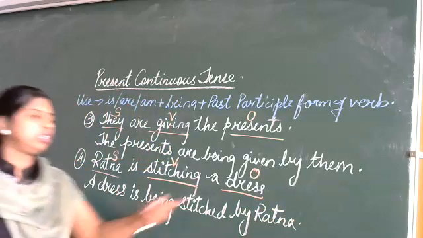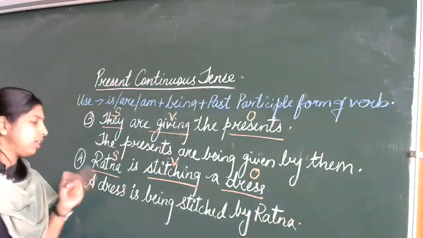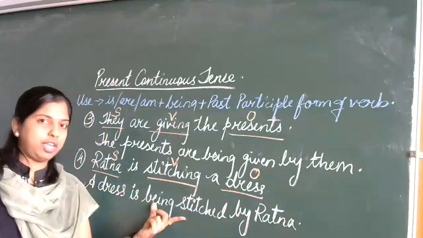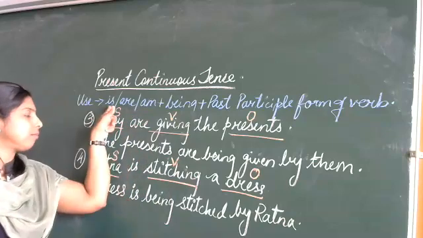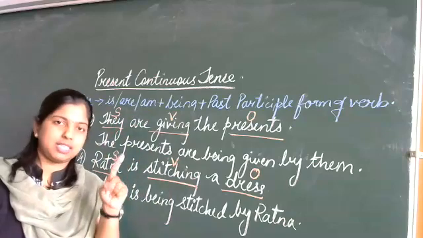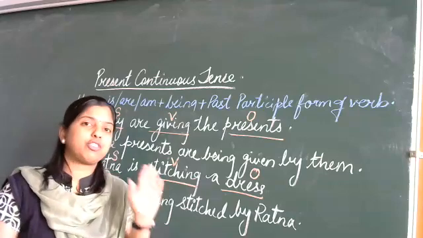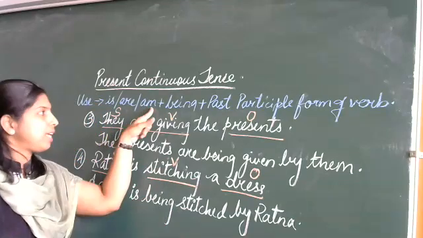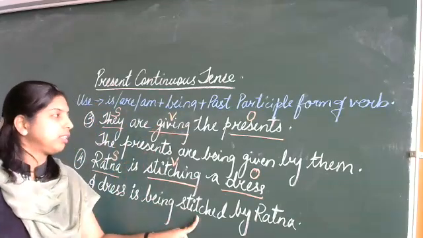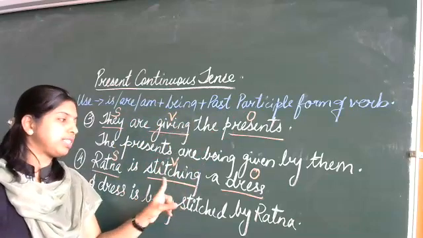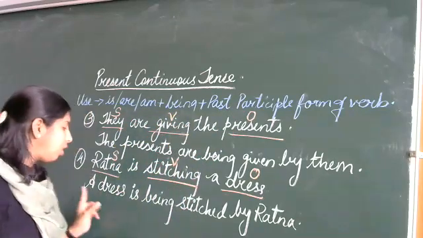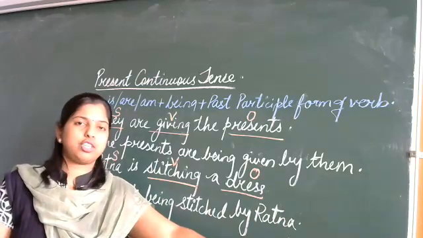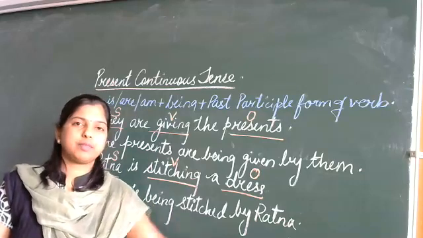So what did we do here? The object here we have taken first. The subject went last and the verb remained the same but we have changed it according to the rule. Is, because it is only one single dress, singular, we have not used are. If it was dresses, we could have used are, but it is only one dress. A dress is, plus the being form, is being. Then again the past participle of the verb, that is stitching, changed to stitched. So a dress is being stitched by Ratna. Clear, children? Any difficulty in this?